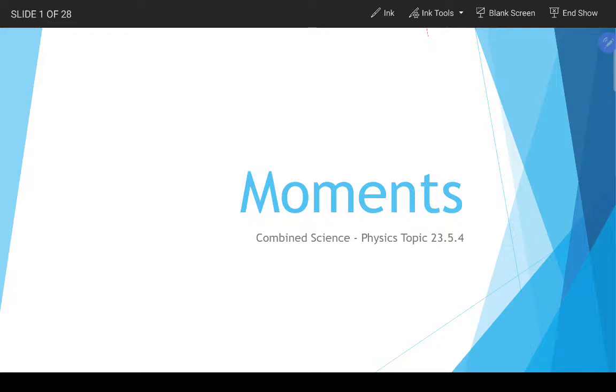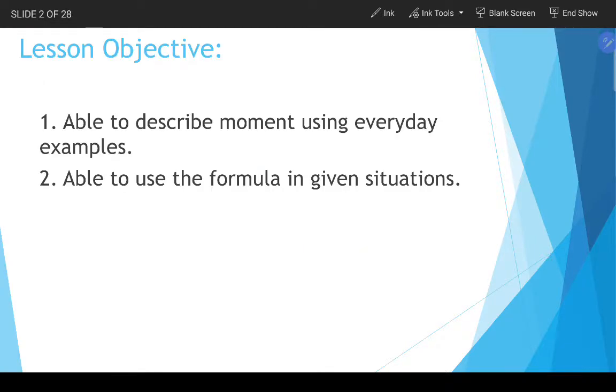So today we'll be learning about moments. Moments is a topic in Physics 23.5.4 for Combined Science. To start off, let's look at our lesson objectives for today. You have two lesson objectives. One, able to describe moment using everyday examples. Two, able to use the formula in given situations.